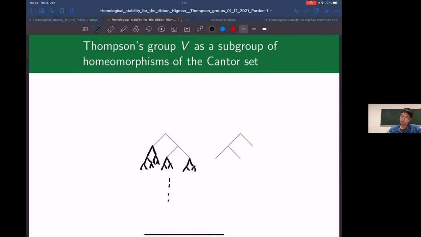And you know, this sort of building our expansion, and then the ends of it is a copy of Cantor set, and the ends of this side is also a copy of Cantor set. Then your labeling tells you, say one, two, three, how the ends below this leaf are going to map to here. And from here that tells you how exactly all the ends are mapped to each other. So that gives you an element in the homeomorphism group of the Cantor set.